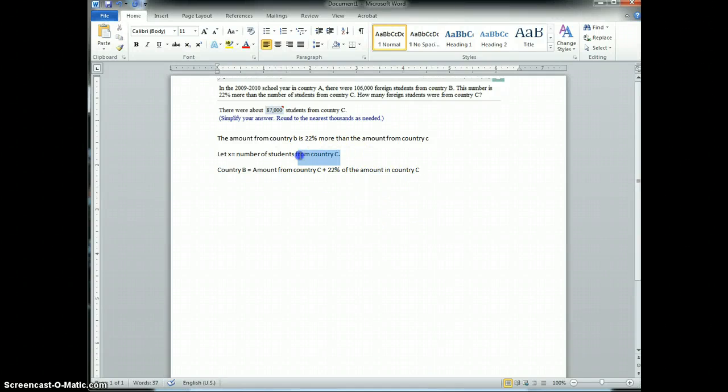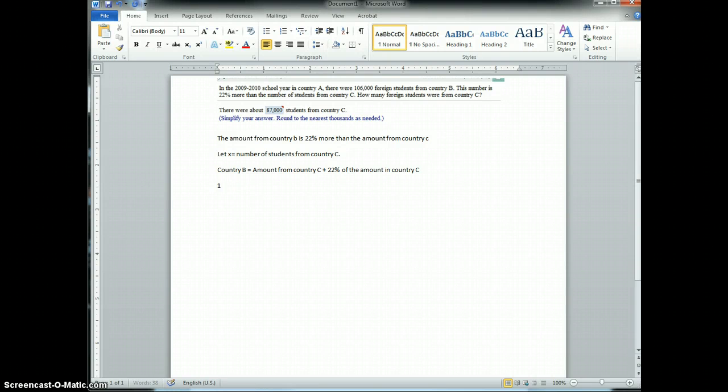So you can see right now the number of students from country C, that's what we let x equal. So we're going to put an x in here, and an x in here as well. And it tells us that the number of students from country B is 106,000. So we're going to start putting some numbers in here. So it's going to be 106,000 is equal to, right? Because that's the number in country B. We don't know the amount of students from country C, so we call that value x.